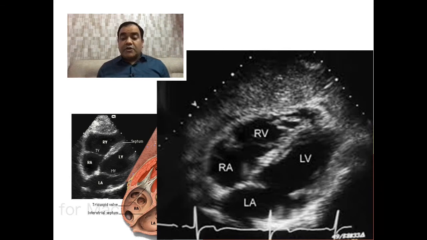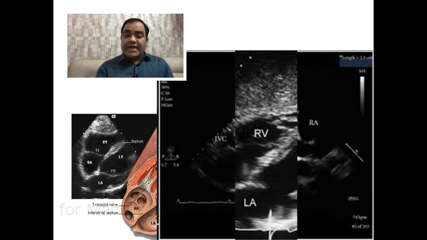This is a subcostal 4 chamber view in which we can visualize all the 4 chambers, that is left atria, left ventricle, right atria, right ventricle, and we can also see pericardial effusion if present. Like in this diagram, there is no pericardial effusion. If there is pericardial effusion, then we can visualize it against the right atria or right ventricle direction.